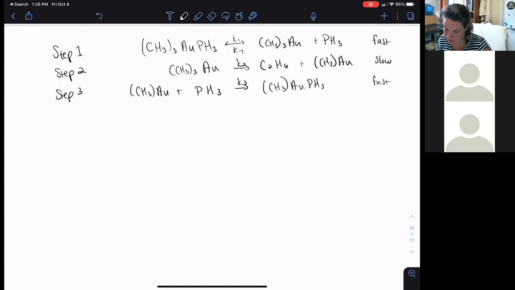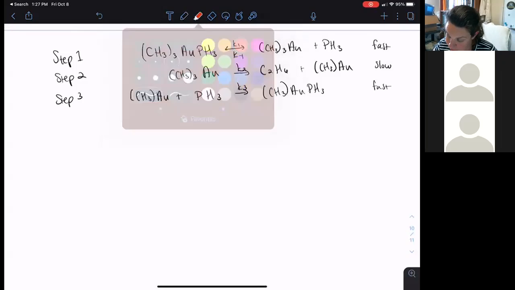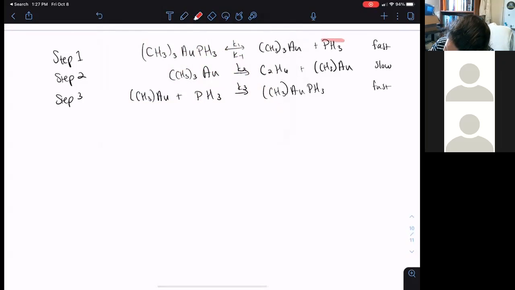Okay, so this is our new reaction. We have some gold salts in this. And we're converting from a trimethyl to a single methyl gold phosphide salt. So again, we're going to look through, see what is an intermediate, what is not. So this is produced, then consumed. That would be an intermediate. This is produced, then consumed. That would be an intermediate. This is produced, then consumed, also an intermediate.